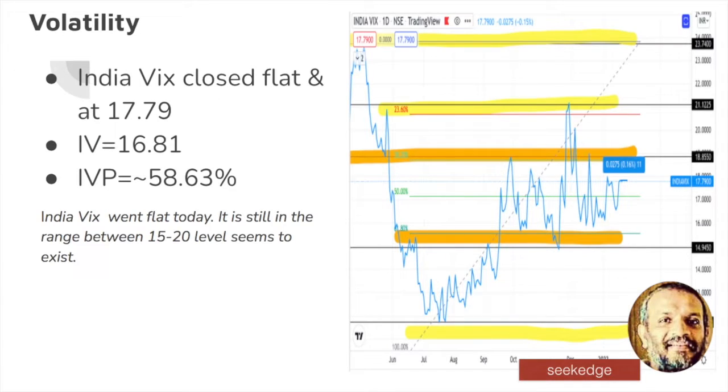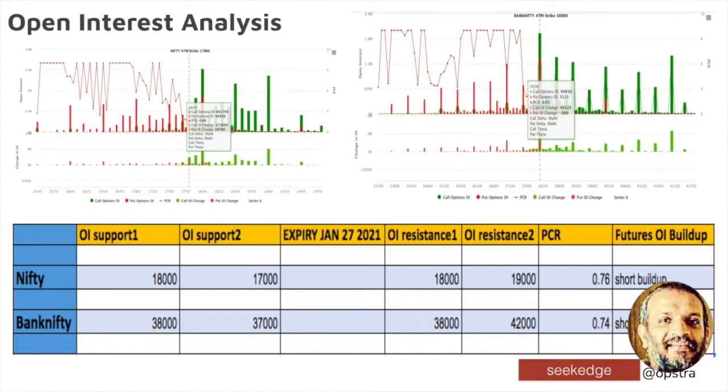Volatility VIX is 17.7, so it is flat today. Nothing happened today. 16.81 is implied volatility, and 58.63 is the IVP. So it's flat and it is within the range of 15 and 20, 21.